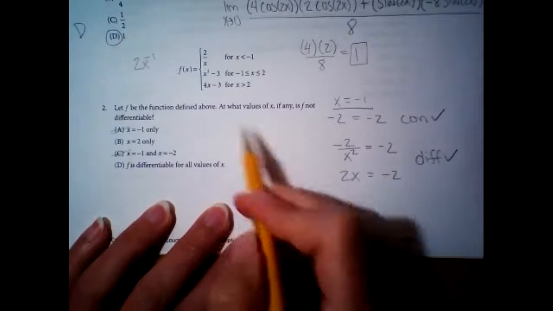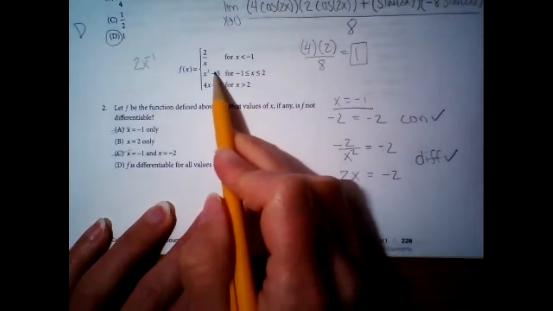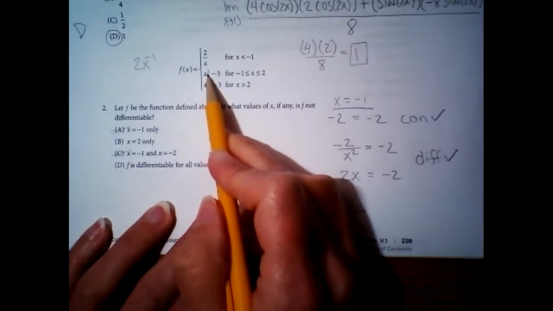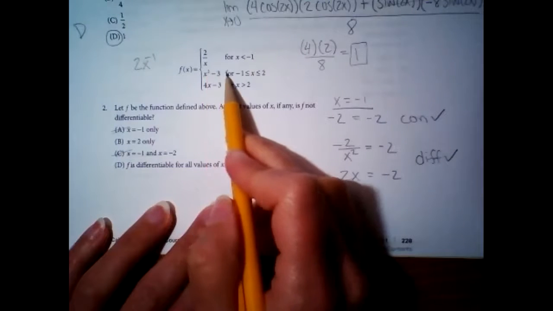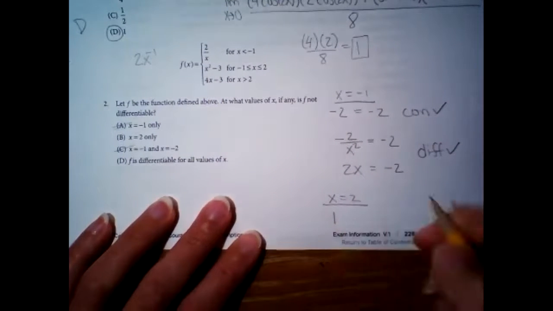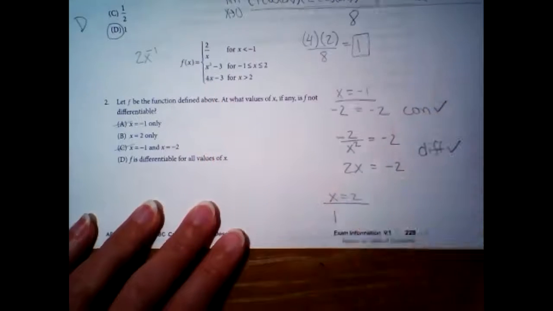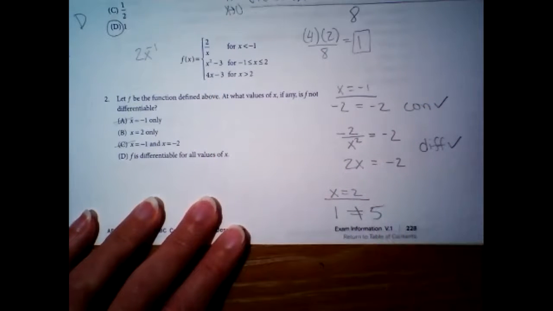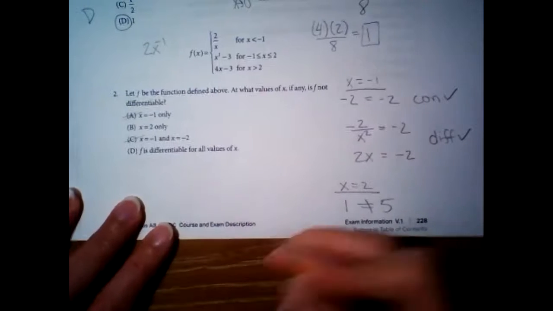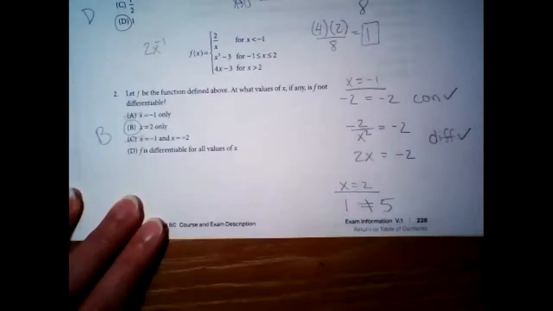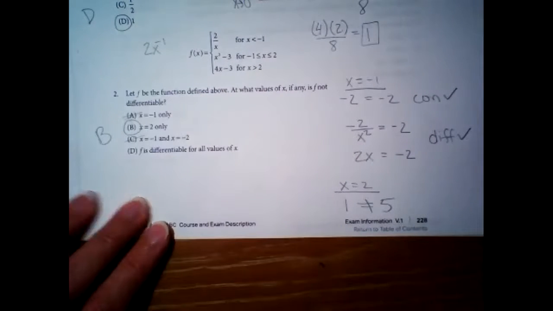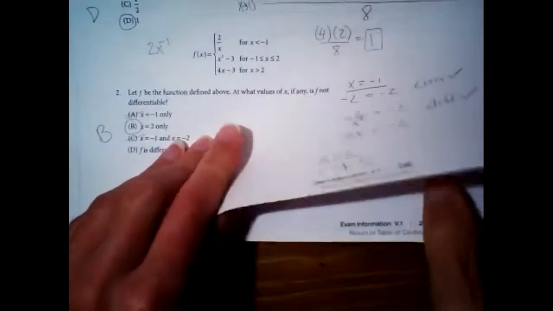So first, let's check if this is continuous at 2. I have to check these two pieces. If you plug in 2 to this one, you get 4 minus 3, which is 1. And if you plug in 2 to this piece, you're going to get 8 minus 3, which is 5. So those two pieces don't even link together. So I don't need to check if it's differentiable. It's not continuous there, so it's not going to be differentiable either. So B for that.